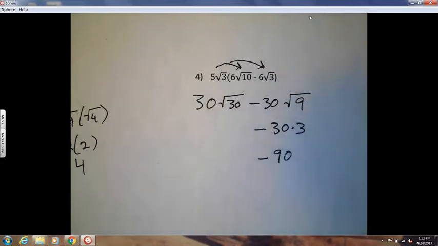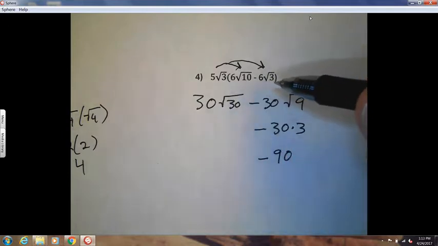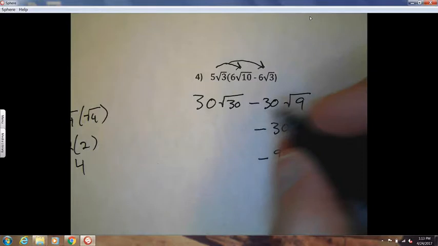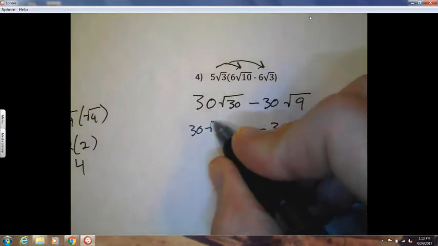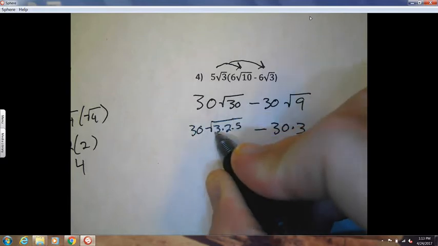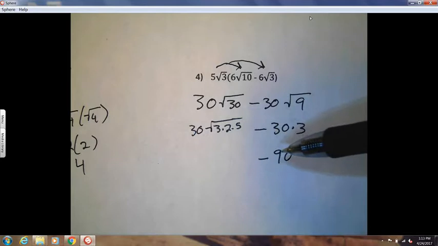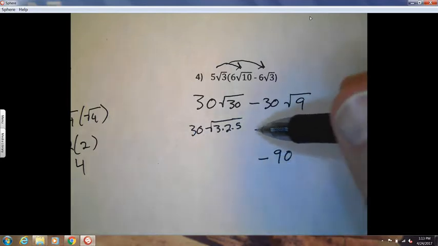Here I need to simplify this radical 30 if I can. So I'm going to think 30 is 3 times 2 times 5, because that's 10 and that's 3. And these are all prime numbers, so I've factored it completely. There are no pairs, so I'm done.